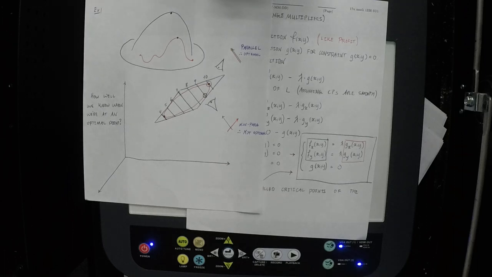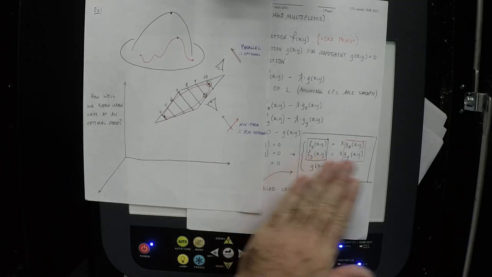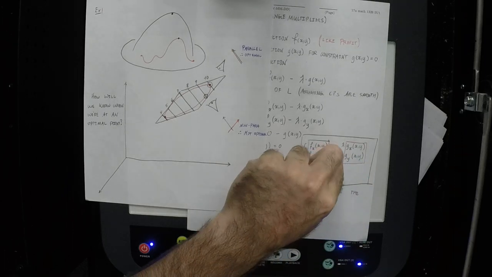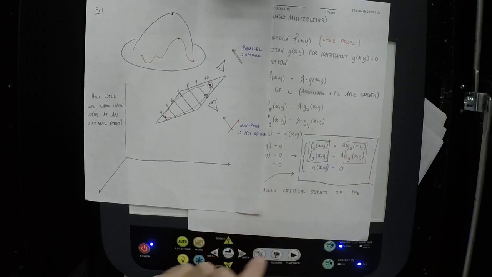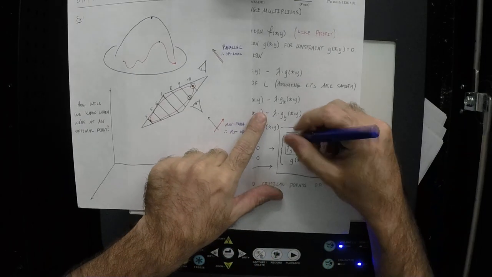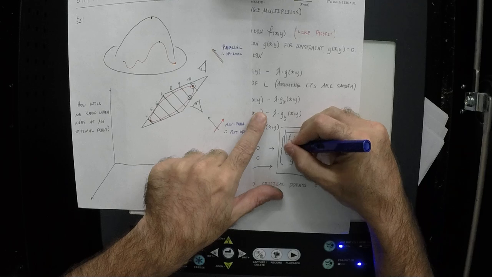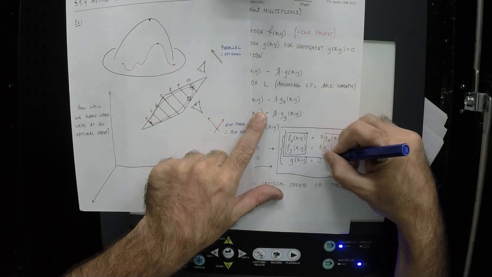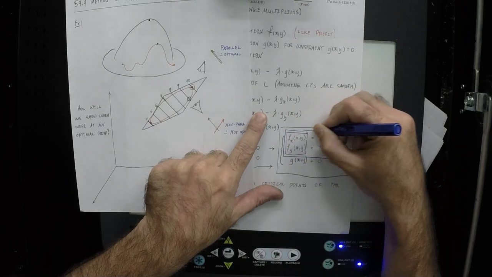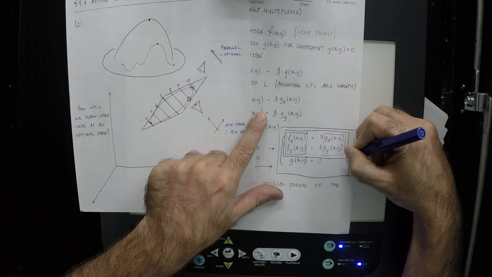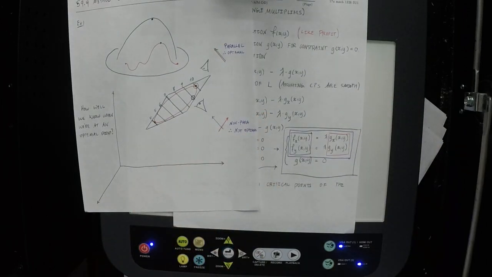And the fact that the green is a multiple, lambda, of the red, when these two equations are true at the same time, when those are true, what that means is that red and green have become parallel. That's what that means.